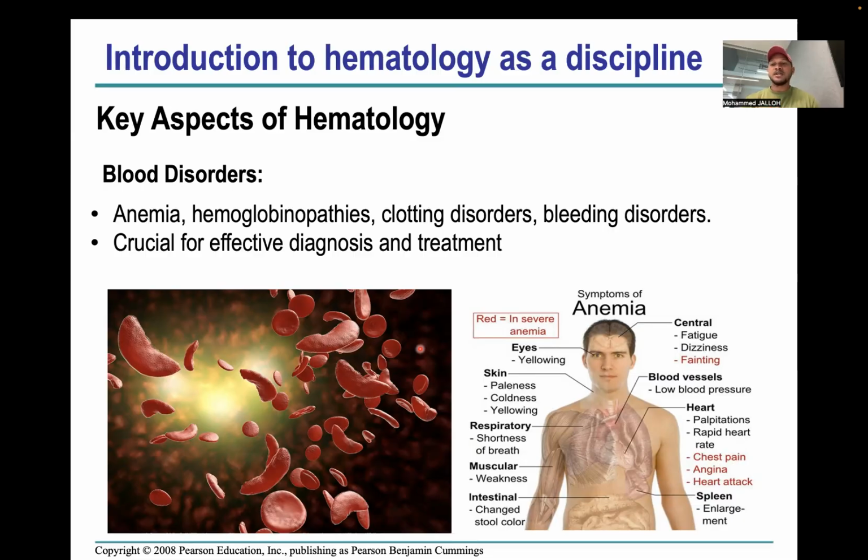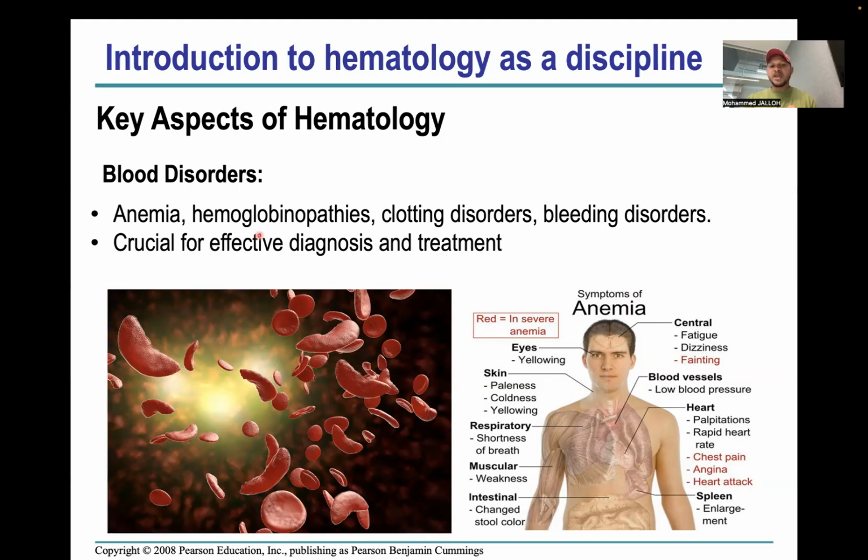Hematology also looks at diseases when blood becomes disordered blood. A disorder means you're not functioning the way you are supposed to, or you are not developed the way you are supposed to. So then it becomes a disorder. And here you see several diseases that are associated with blood disorders. The first one you see is anemia, right? Anemia is a kind of blood disease.